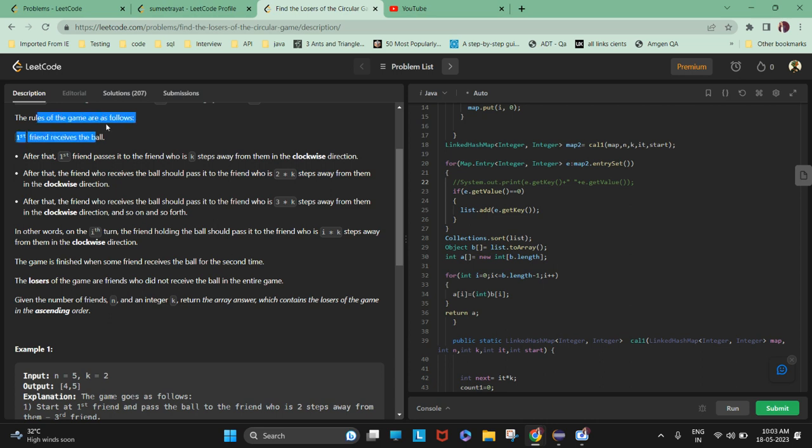The rules of the game are as follows: the first friend receives the ball. So the first time the ball is in the hands of the first person. After that, the first person passes the ball to the friend who is k steps away clockwise, so 1 times k. Then the second person passes the ball 2 times k steps, and so on. After any person receives the ball for the second time, say the third person, we end the game and return the array of persons who did not receive the ball at any time.